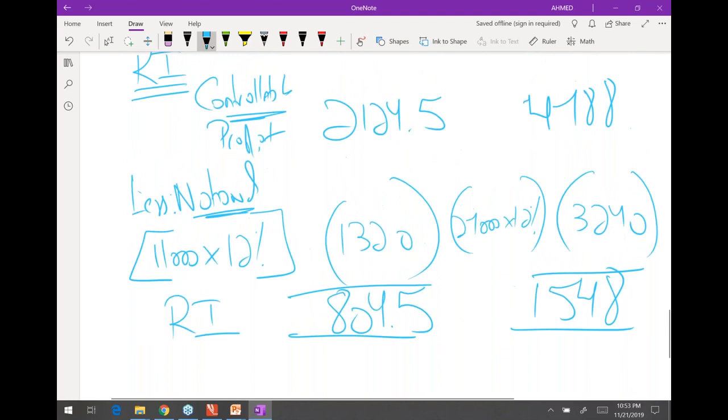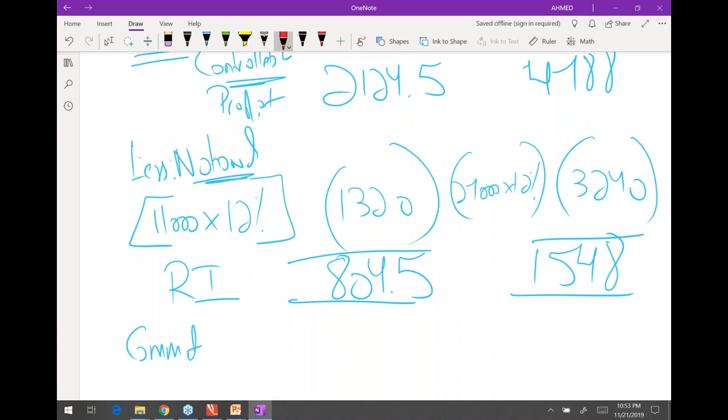We need to comment for 1 mark. We are getting 3 marks for calculation, 1 mark for controllable profit. Wow, so great the examiner is. He's giving us marks to use this controllable profit for one mark, one for notional charge, one for RI.